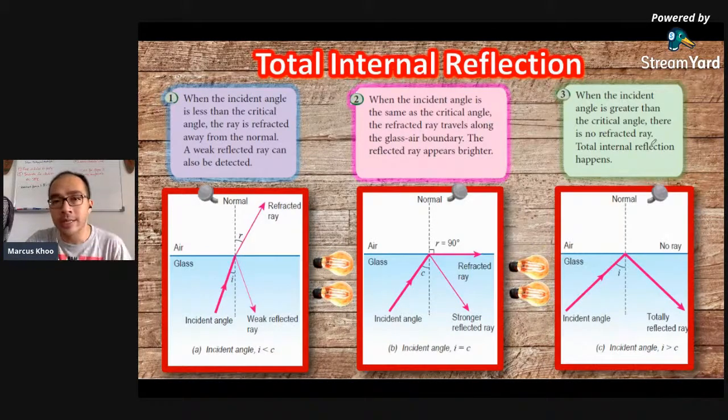So the question is this: is there a situation where there is total refraction? No such thing. No matter what happens, whenever light travels from a more optically dense to a less optically dense medium, most of it will be refracted, but some of it must be reflected. There is no such thing as totally refracted with no reflection at all. But there is such a situation where there is no refraction at all, and all is totally reflected.